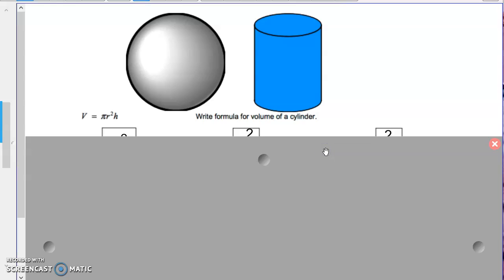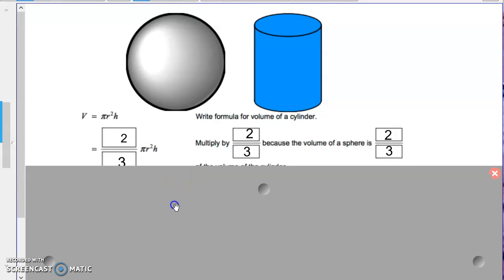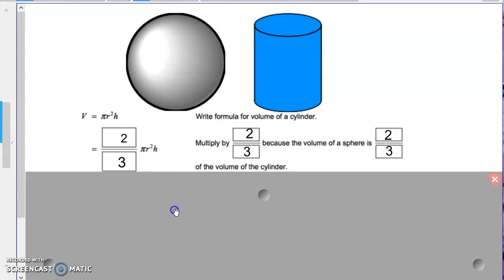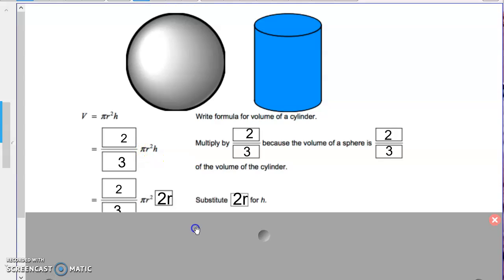So you know that the formula for the volume of a cylinder is pi times radius squared times height. Well, if we're watching the video, you know that a sphere is 2/3 the volume of the cylinder. So what that means is you multiply 2/3 by this formula. So the volume of a sphere is 2/3 pi times radius squared times height.